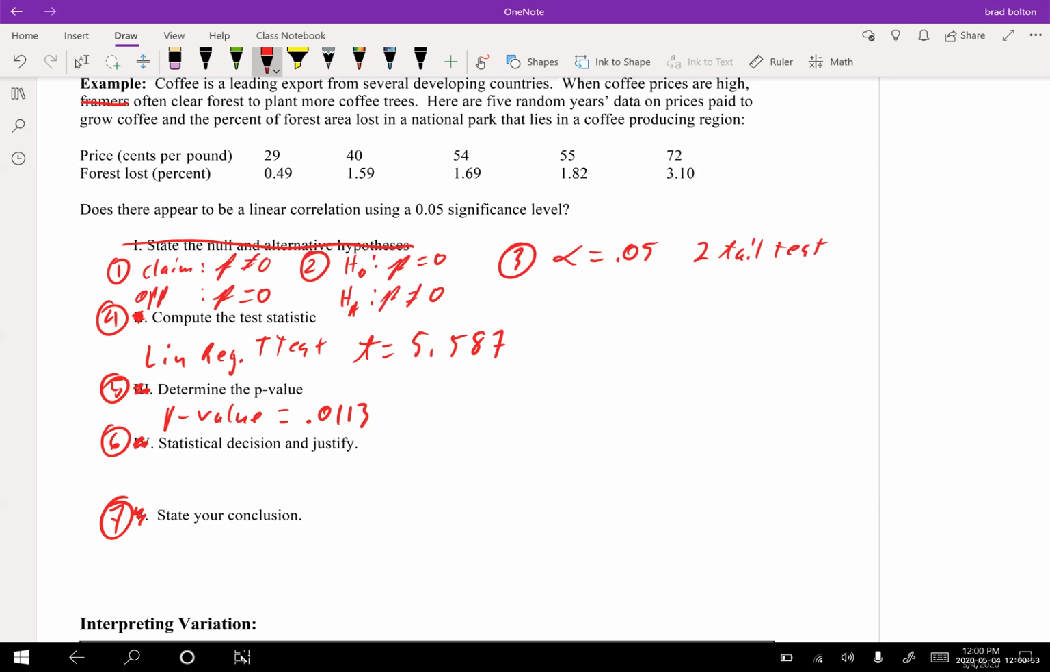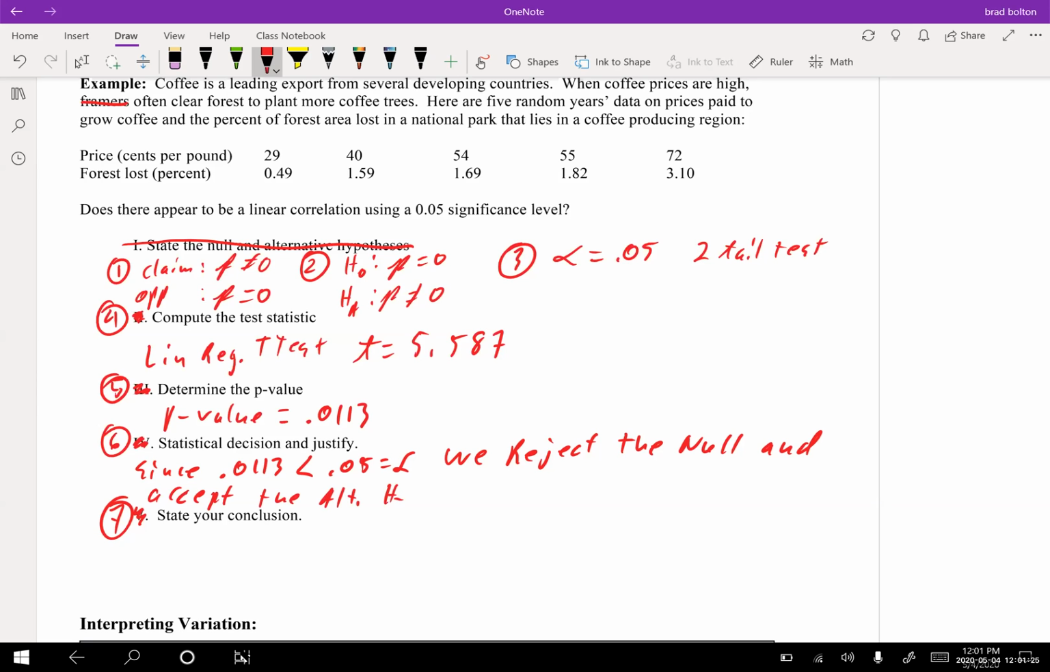Okay. Now statistical decision. We're going to do just like our normal test statistic stuff and hypothesis testing. Well, we know that our p-value is 0.0113. We know that our alpha level is 0.05. So we're going to say since 0.0113 is less than 0.05, which equals alpha, we reject the null and accept or support the alternate hypothesis.